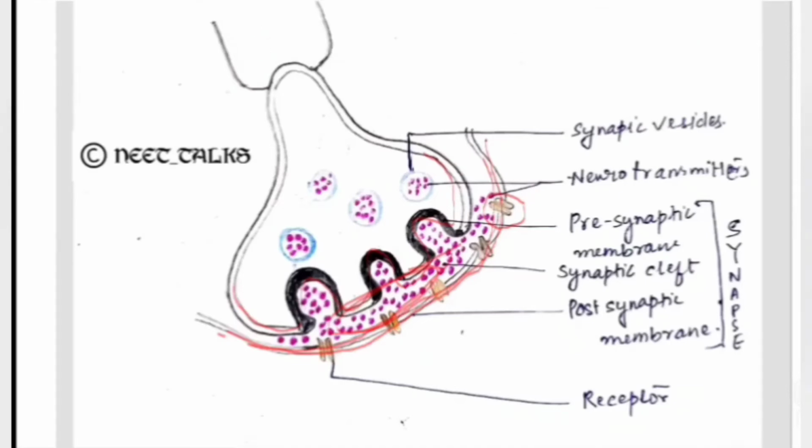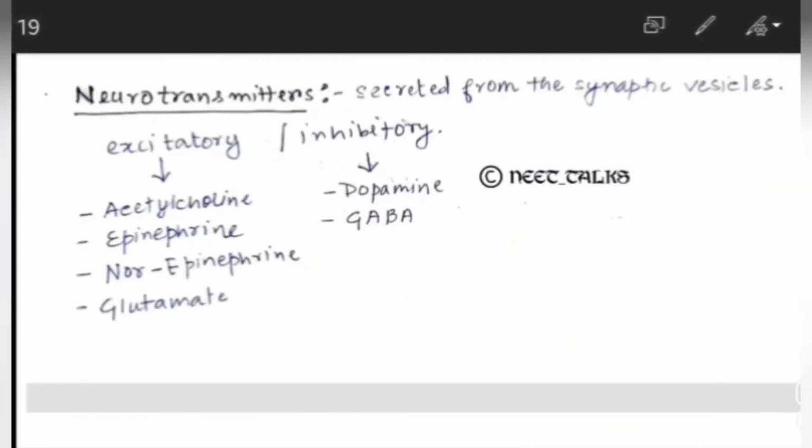Okay. Now we'll discuss the neurotransmitters. What is the definition of a neurotransmitter? Neurotransmitters are the chemical substances that are released from the presynaptic membrane by the exocytosis of the synaptic vesicles into the synaptic cleft. From there, they are received by the receptors present in the postsynaptic membrane, and the impulse is carried by the neurotransmitters.